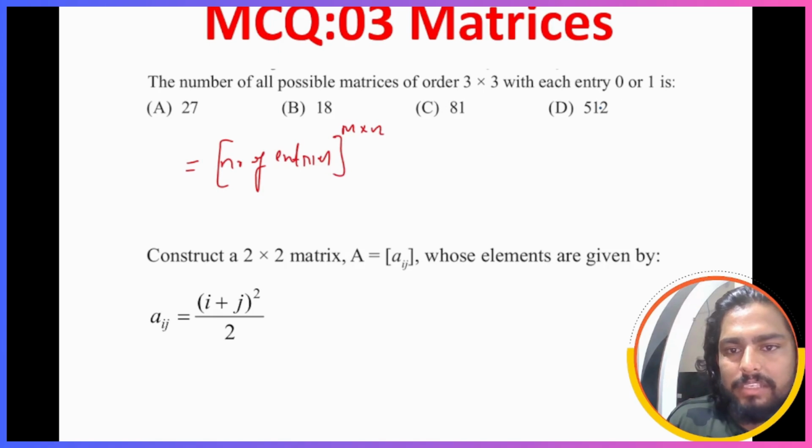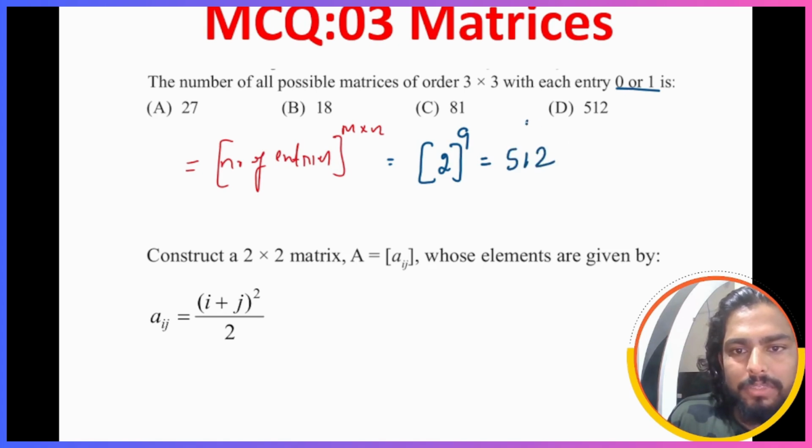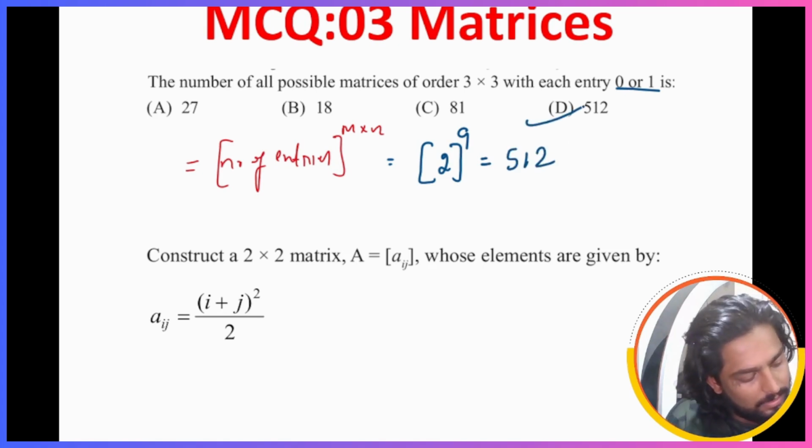So the number of entries, how many entries have they given us? They have given 0 and 1. So it is 2, right? So 2 power, 3 cross 3 is 9. So 2 power 9, 2 power 9 is 512, children. Okay, so option D, 512, is the right answer.